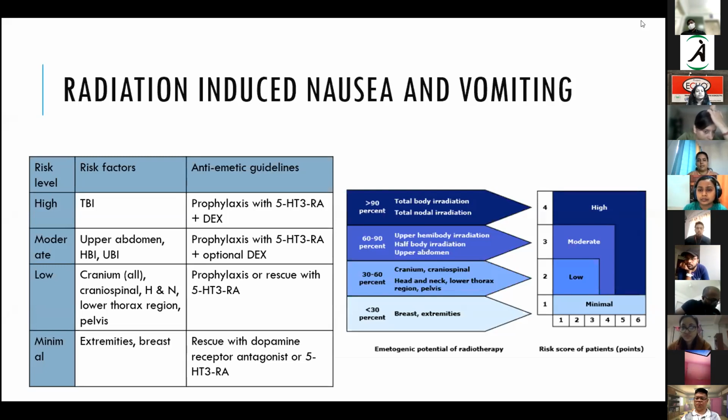As we had seen, anticipatory prescriptions are given to patients who are on CINV. Similarly, in radiation-induced nausea and vomiting, depending upon the risk profile, there are antiemetic guidelines in place. In the majority of these patients, 5-HT3 receptor antagonists plus or minus dexamethasone help in a long way to bring down the symptom burden. So ondansetron is being used, palonosetron is being used in patients.